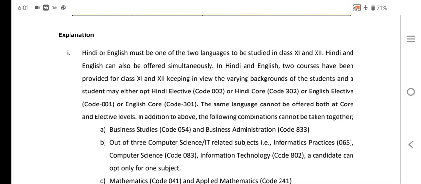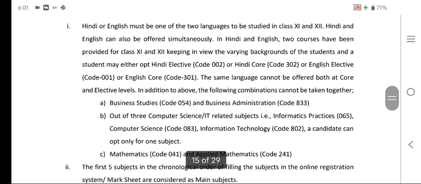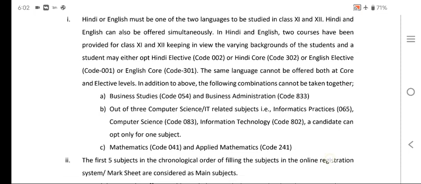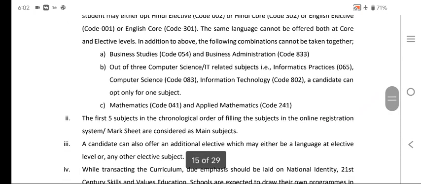In Hindi and English, 2 courses have been provided for classes 11 and 12. So if you have taken 002 as Hindi elective, or 302 Hindi core, or elective 001 or 301, the same language cannot be offered at both core and elective levels. In addition, the following combinations cannot be taken together. That means business studies and business administration cannot be taken together.